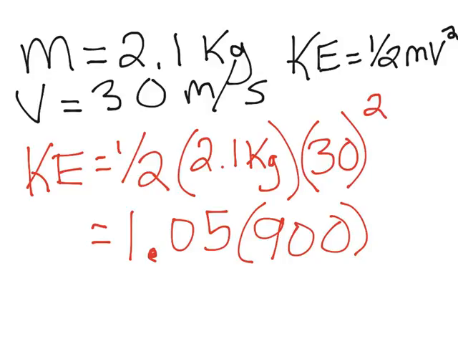So now we need to multiply. So 900 times 1.05 would give us 945. So that is our kinetic energy.